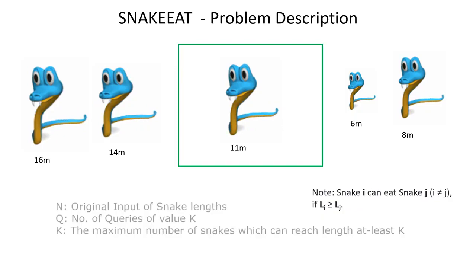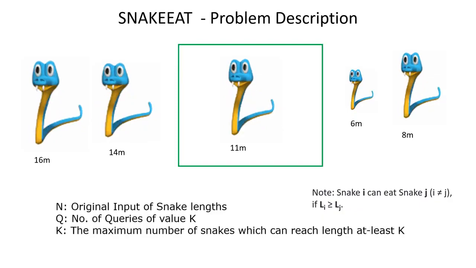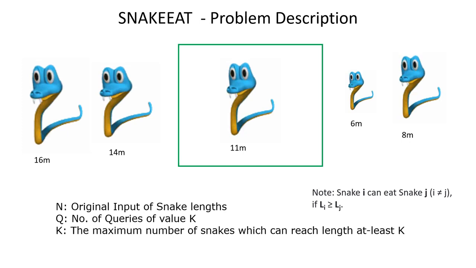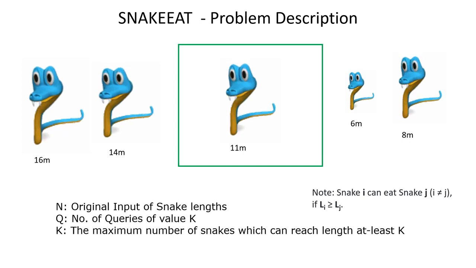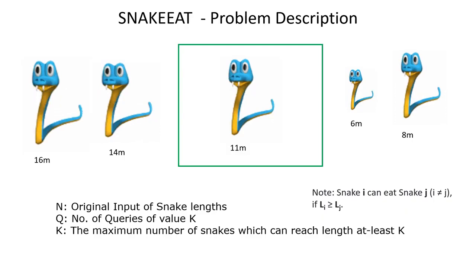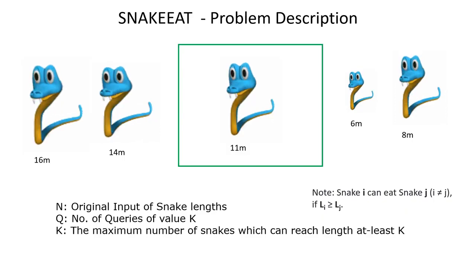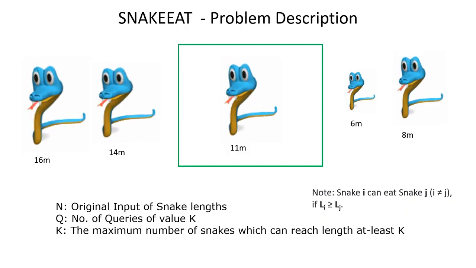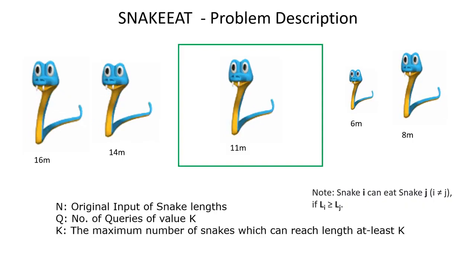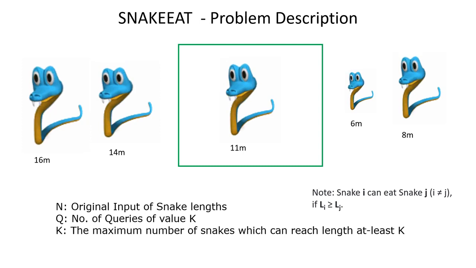Moving on, these are the things given to us as input. N, which is the length of the array input containing the lengths of snakes. Q, the number of queries. And in each query we have a value k, which is, after the snakes are done eating each other, what is the maximum number of snakes which are at least of length k. So if we had a value of k as 11, then our answer for the above input would be 3, for the first 3 snakes. Also each query has to be answered independently.